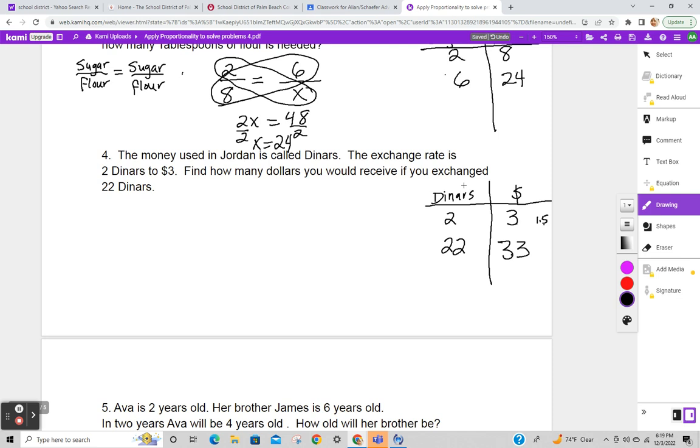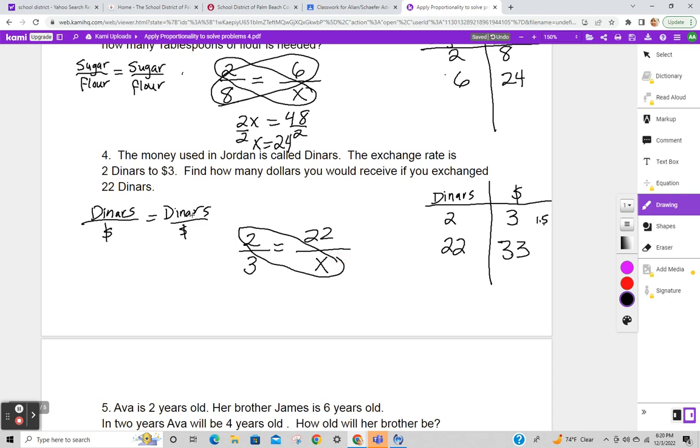Let's use a proportion to solve this problem. So we'll do dinars over dollars equals dinars over dollars. All right, so if you have 2 dinars, that'll get you $3. Well, what if you have 22 dinars? How much will that get you? So that's X.